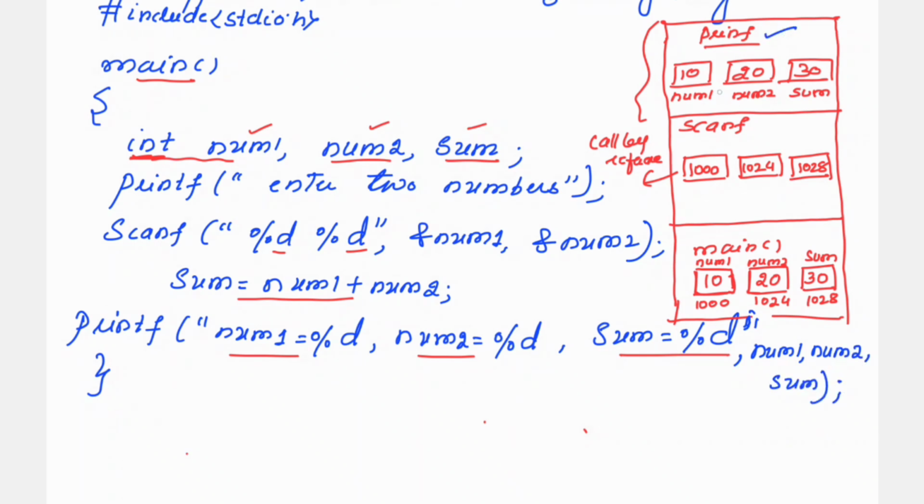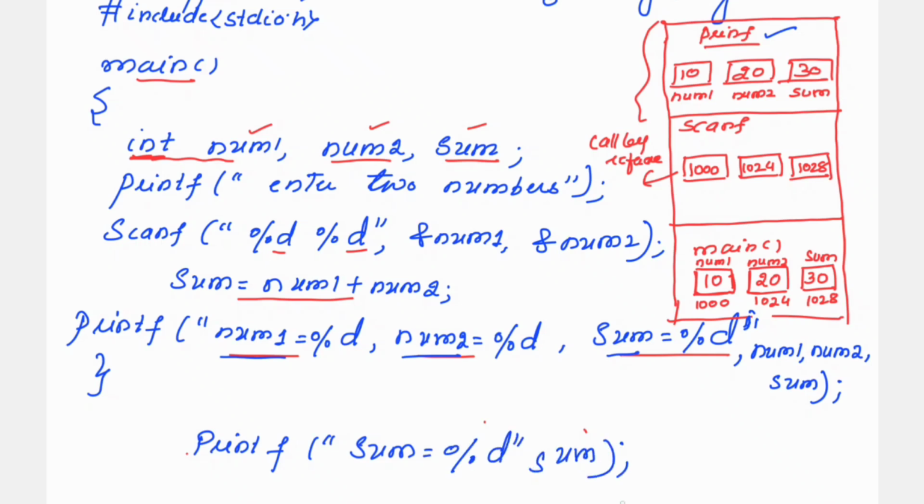In this printf block, you are able to see num1, num2 and sum, because in this printf statement in the program, you have specified num1, num2. Sometimes we don't want to print once again the input values. We just want to print the final value, that is the sum value. In that case, you will write a printf statement in this manner: sum equals %d, sum. Okay. So what will happen in this case?